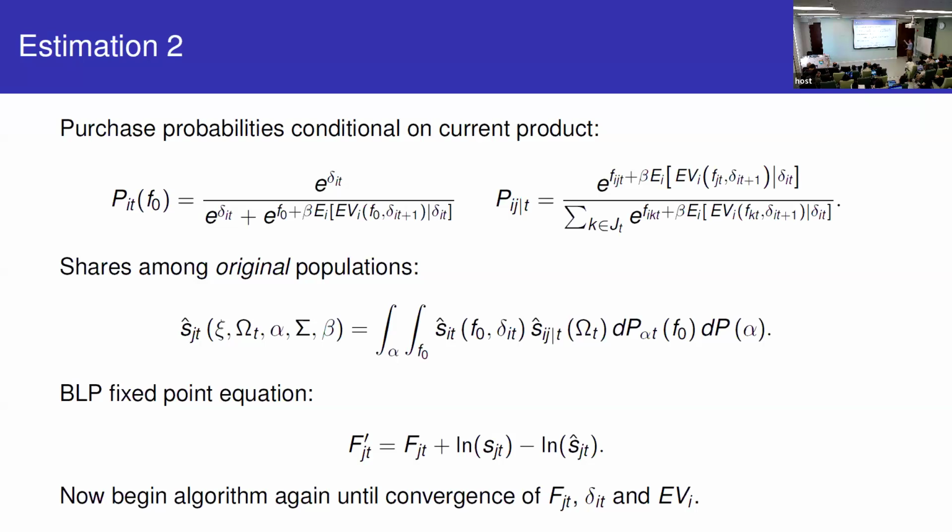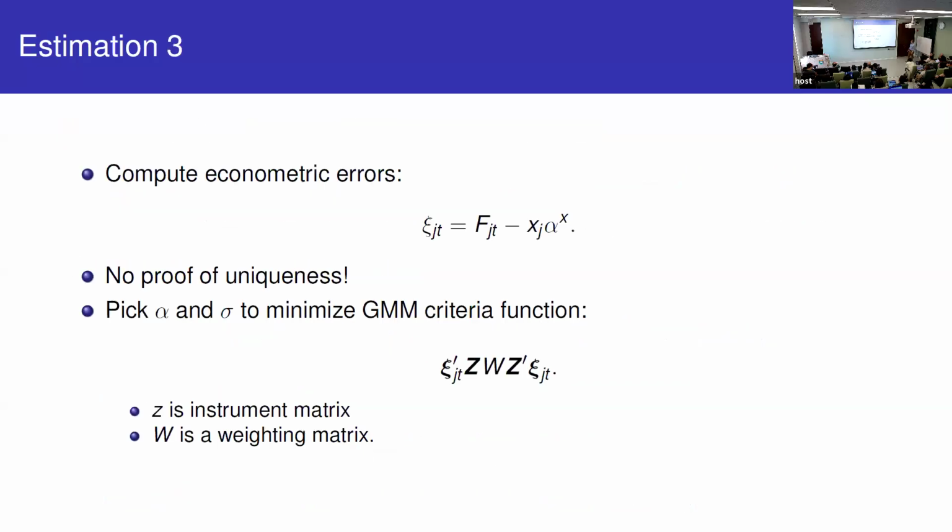Then go back to the beginning and keep iterating until I've solved jointly the F's, the Bellman equation, and the inclusive values; it is also a fixed point algorithm here. So once I've got my F's, I can back out my error term XC, form a GMM objective function, and go ahead and do parameter optimization over that.